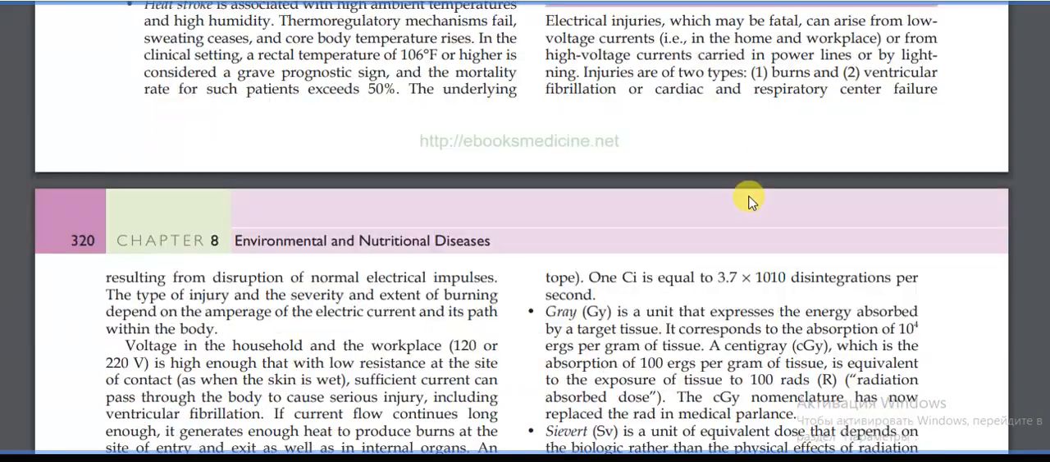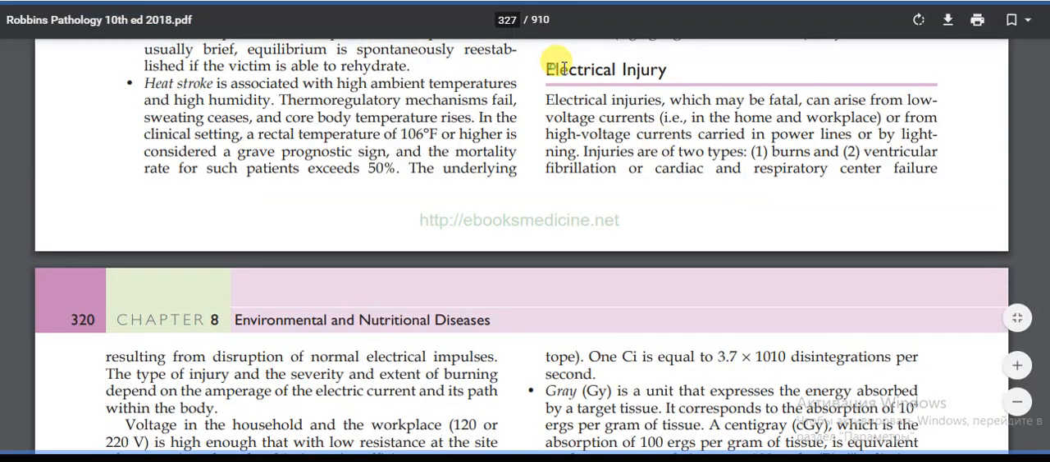Okay, finally, let's talk about electrical injury. The effects of electrical injury might be subdivided into two types: burns and ventricular fibrillation. So let's talk about burns.